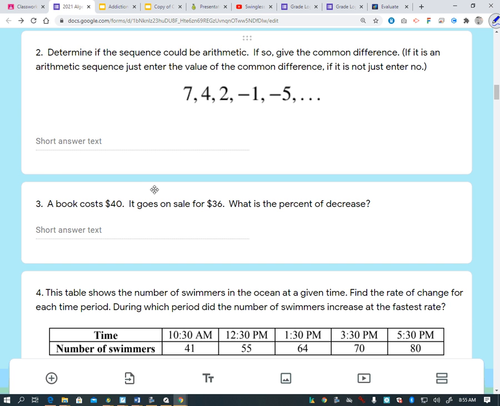Okay, so you tried to find the difference of the numbers. What's the difference between 7 and 4? 3. What's the difference between 4 and 2? What's the difference between 2 and -1? 3. What's the difference between -1 and 5? Right, so there's no common difference here, right?